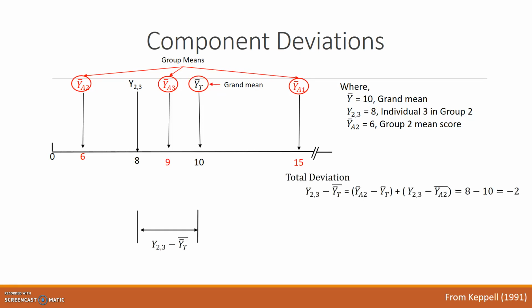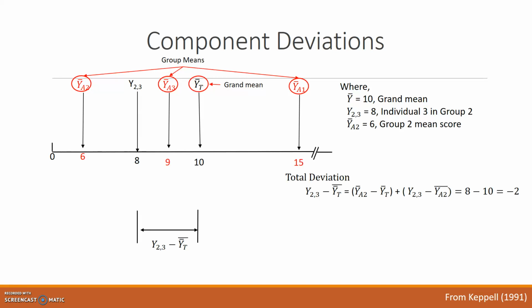And so one of the components that are the basis of analysis of variance is the total deviation. This is the difference between each person's score from the overall grand mean of all 15 people. And so if we subtract the overall grand mean from that individual score, so if we subtract 10 from 8, we're going to get -2. And this is what we call the total deviation.